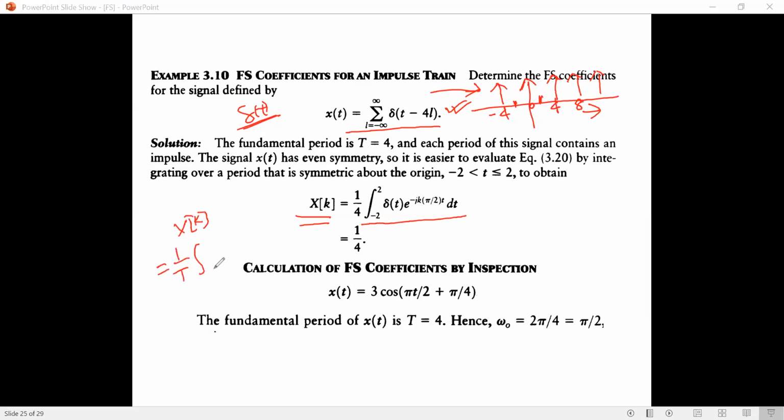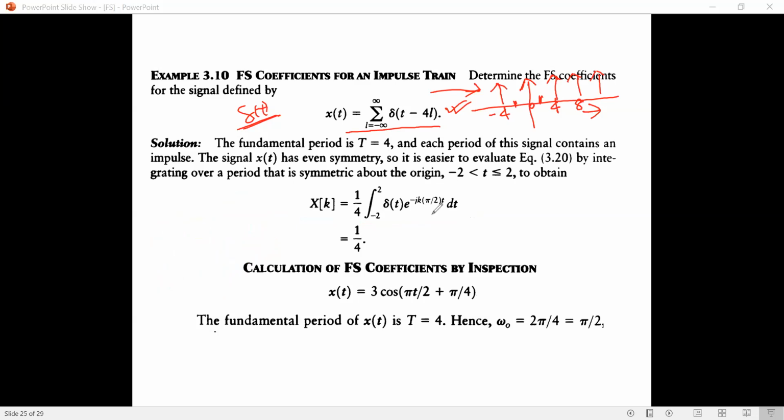For this reason, we can also express xk in the general equation as 1 divided by T, integral from minus T by 2 to T by 2, x(t) e to the power minus j omega 0 kt. In this way, you can do that, okay? Because if your impulse is not there within this period, what will happen? If someone integrates with a limit that doesn't contain the impulse, the value would be equal to 0, isn't it?